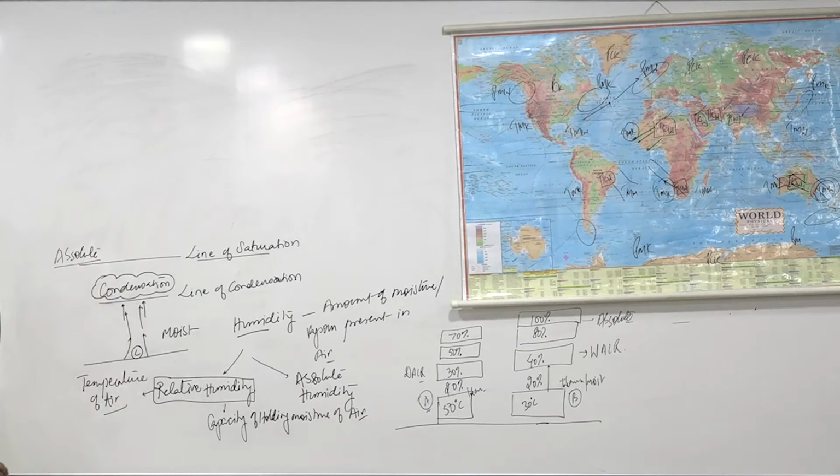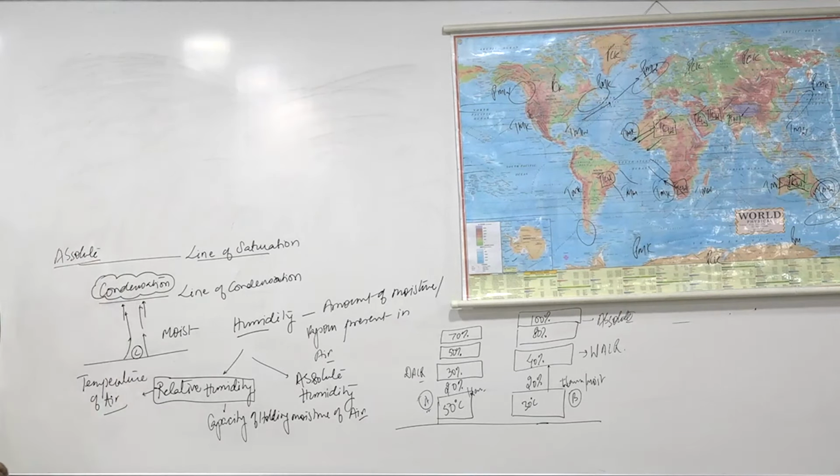Then what will happen? The humidity will be 110%. Right? Humidity will be 110%. So what will happen? It will precipitate. How much will it shed? 10% moisture will be shed down in the form of convectional rain. Right? It means the presence of moisture determines the height of condensation.